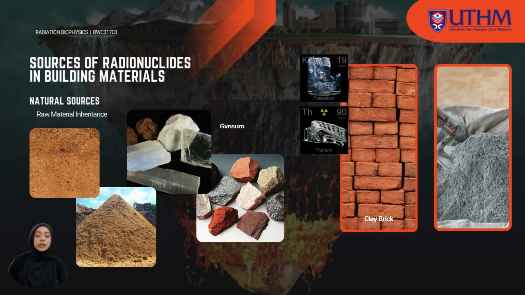Next, building materials like clay, sand, and limestone inherit radionuclides from the soil or rock they come from. For example, clay brick can contain higher potassium depending on the region. Even the same material can have very different levels based on location.